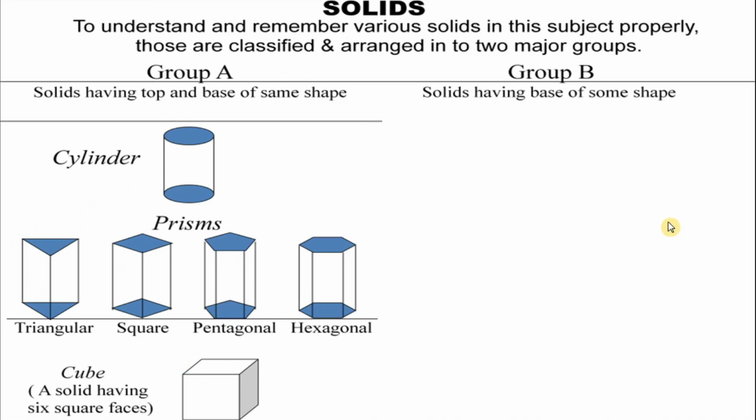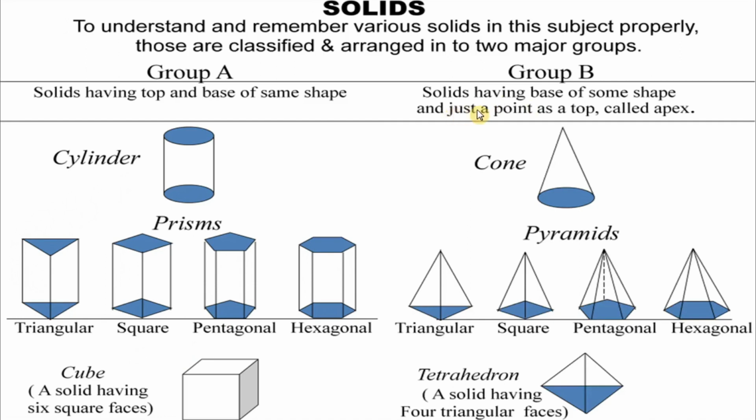Next, Group B. In Group B, solids have a base of some shape and just a point at the top called apex. You can see the solids in Group B. Solids have a definite shape in their base. There is only one base at the bottom, but there is no base at the top. Instead of a base, there is a point which is called apex. You can see this is a cone and you can see various types of pyramids. The difference between cone and pyramids is, the lateral surface of a cone is a curved surface, but the lateral surfaces of pyramids are triangular surfaces.